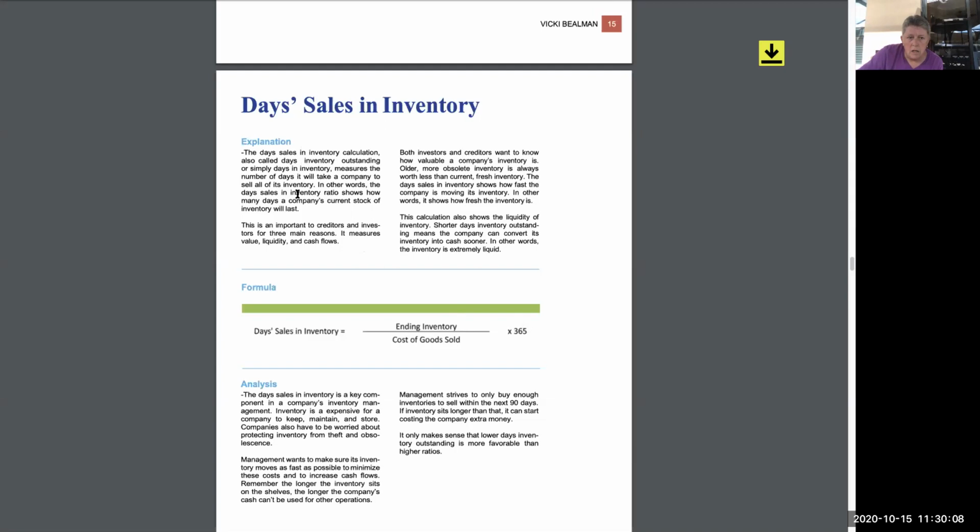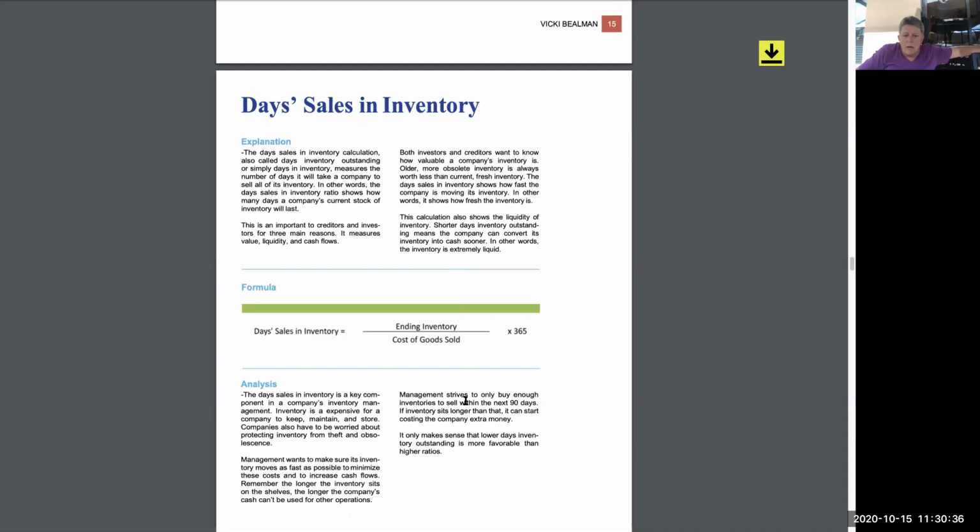How many days will it take the company to sell all of its inventory? This is important. They want to know how valuable a company's inventory is. Shorter days inventory means the company converts its inventory sooner, in other words, gets cash. The days in sales are a key component. See, this is all your research to say why it's important. Right here, universal for every industry out there.